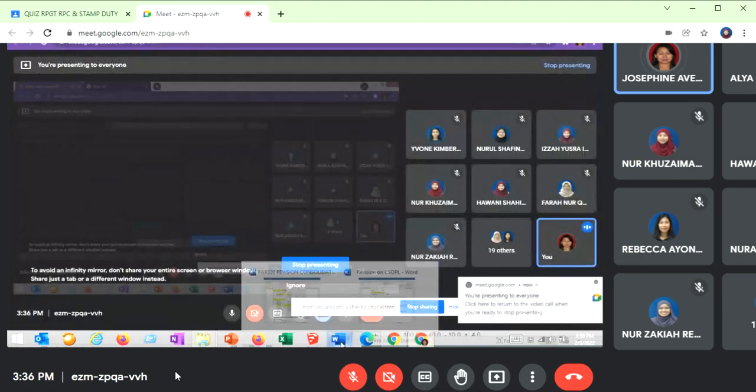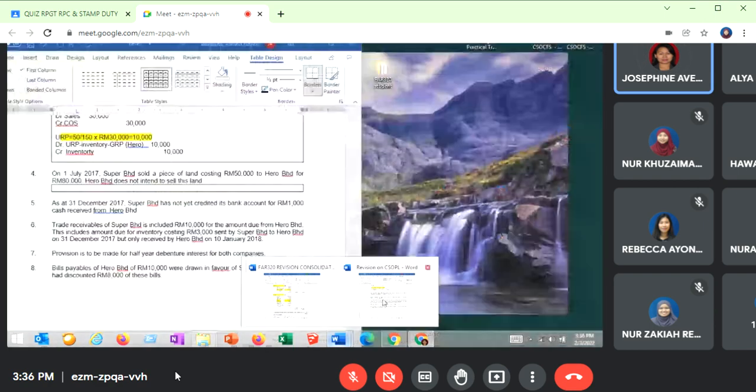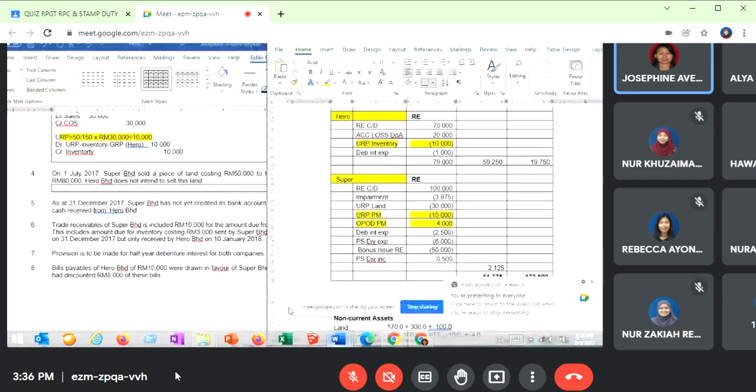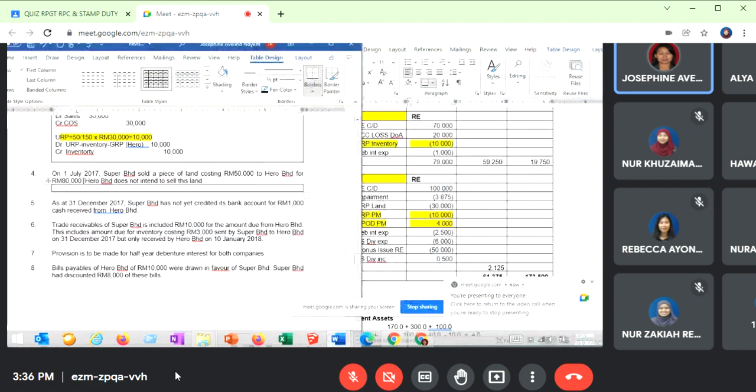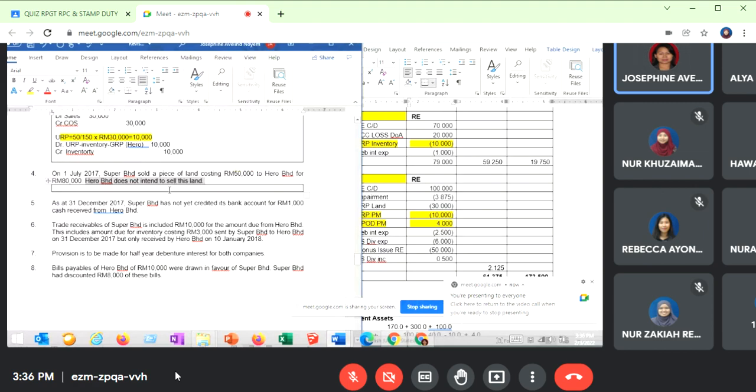Let's look at number 4. In July 2017, this is during the year, Super sold a piece of land, 50,000, to Hero for 80,000, and Hero does not intend to sell this land. What does that mean? Hero does not intend to sell the land, means the land is going to be used for business. This is a PPE then. So this land is a PPE.